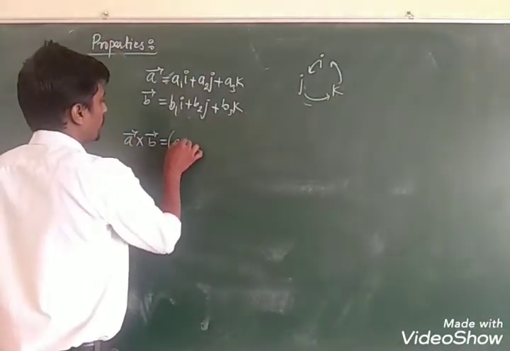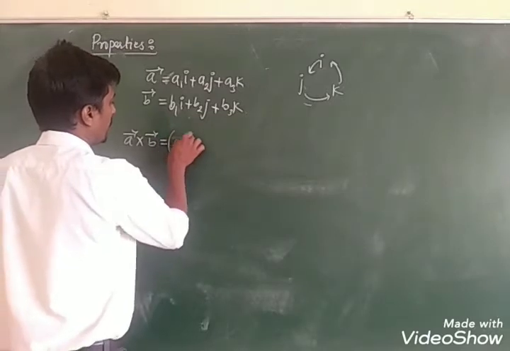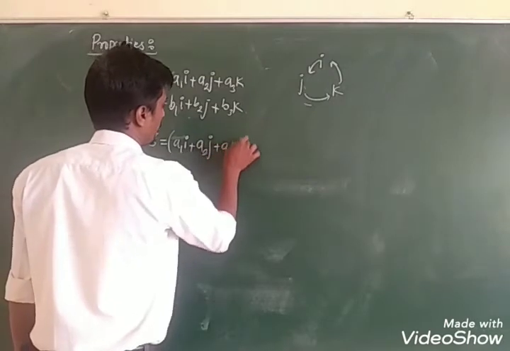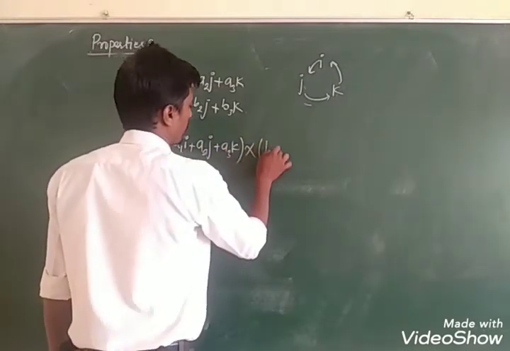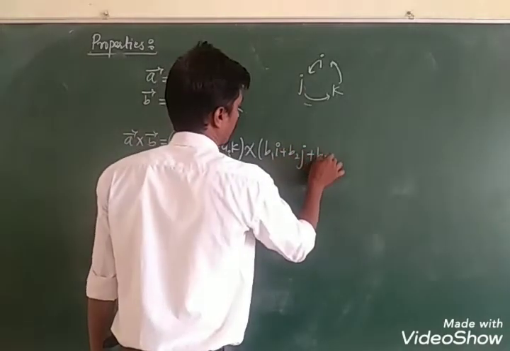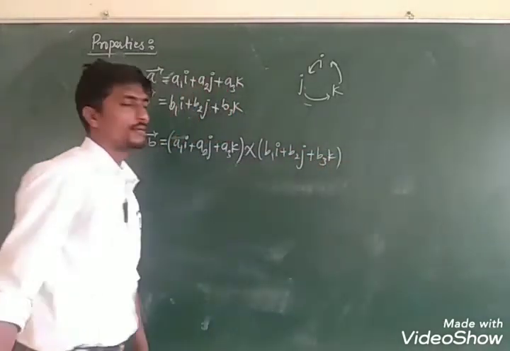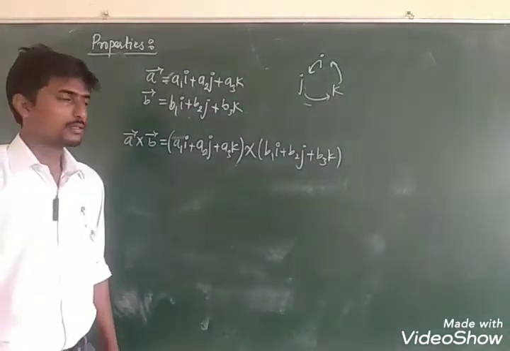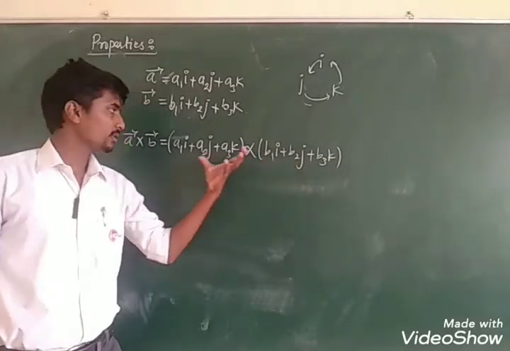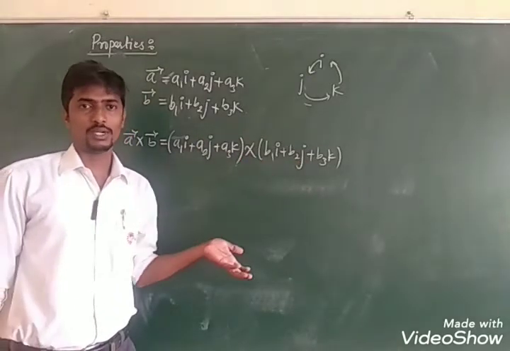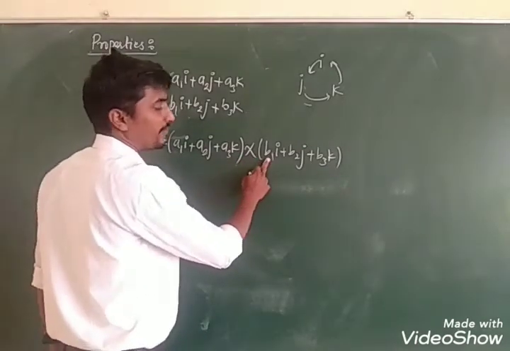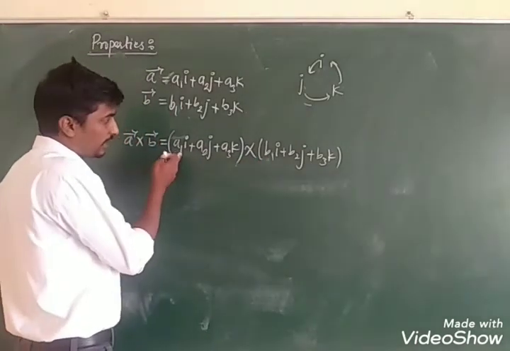So A cross B is equal to, right here, A1i plus A2j plus A3k, cross B1i plus B2j plus B3k. Yes. So these two are the vector components. Now apply the definition on these two vector components.